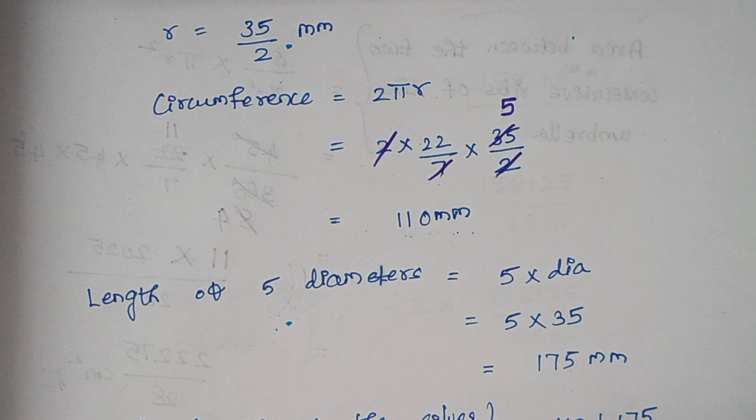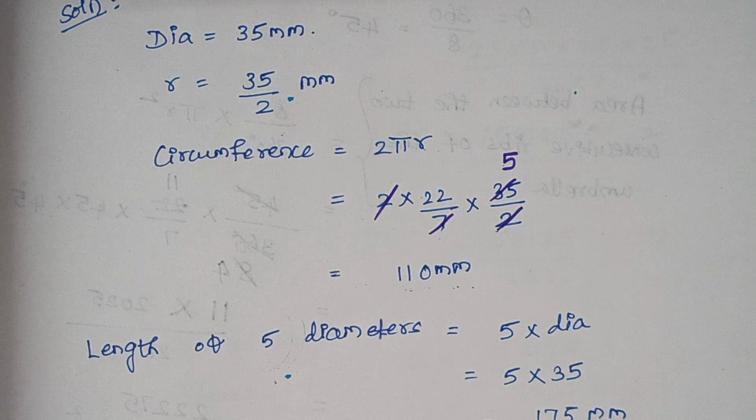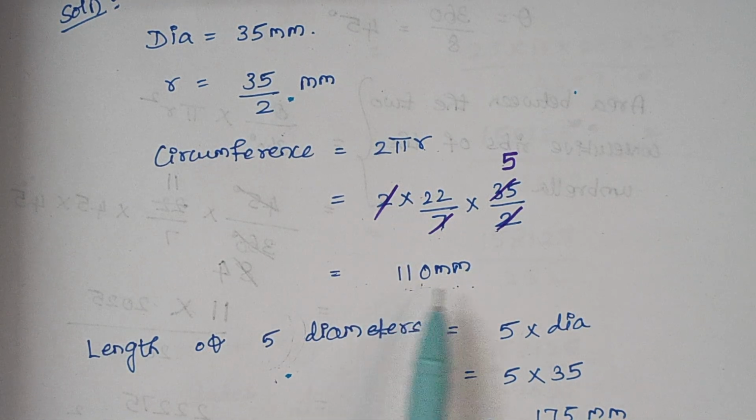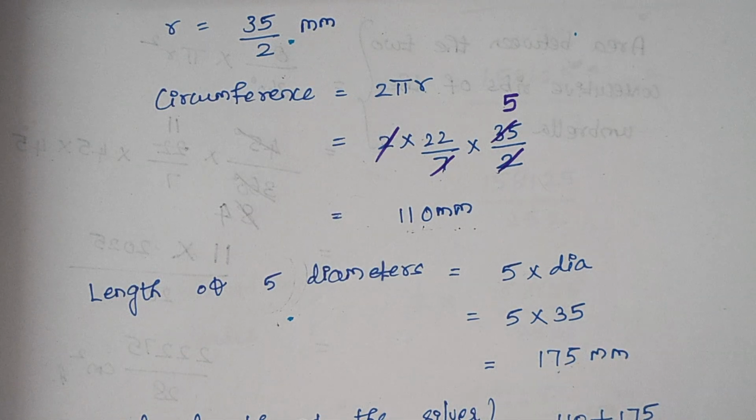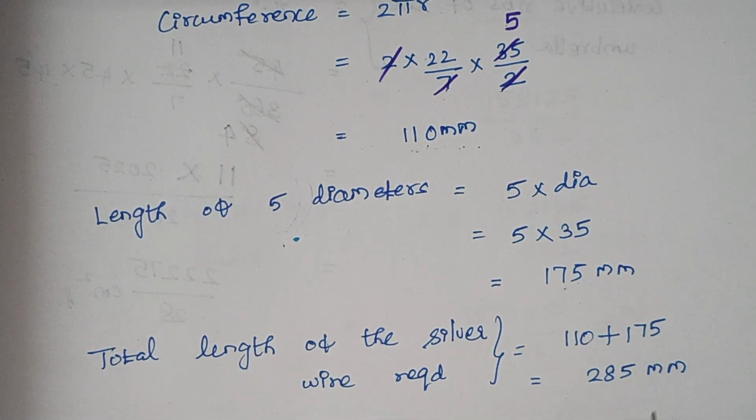Now the total length of the silver wire required is nothing but the circumference added to the length of the 5 diameters. So it becomes 110 plus 175, which gives 285 mm. This is the total length of the silver wire required. So the first part of the problem is over.